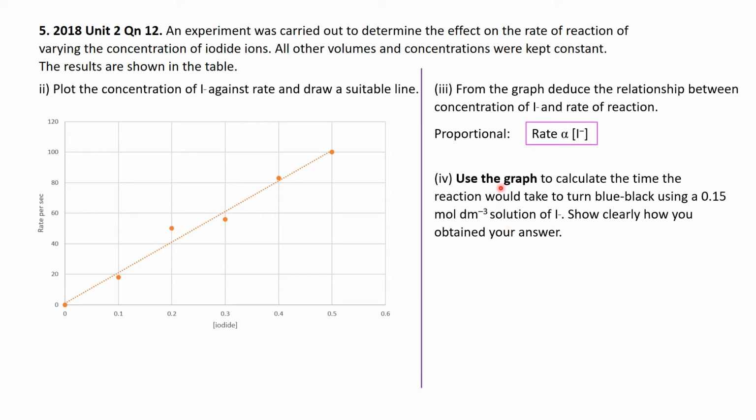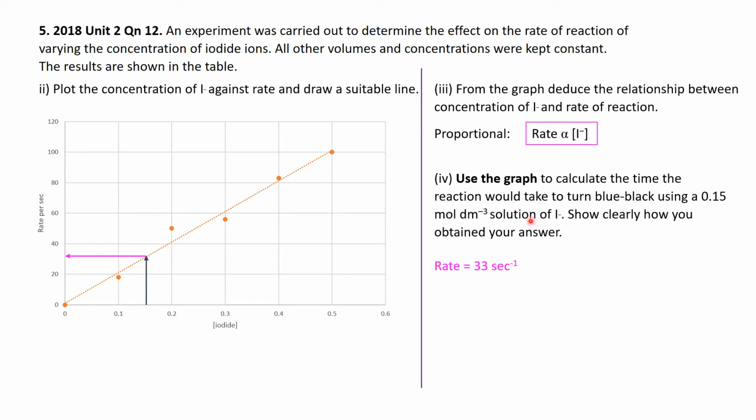Now then we've got to use the graph to calculate the time the reaction would take to turn blue black using 0.15 moles per cubic decimeter of I minus. Well, 0.15 would be smack in the middle of 0.1 and 0.2, so we'll take that and draw it up here. Read along to get the rate, and that rate would be about 33 per second. Looking at where this was.